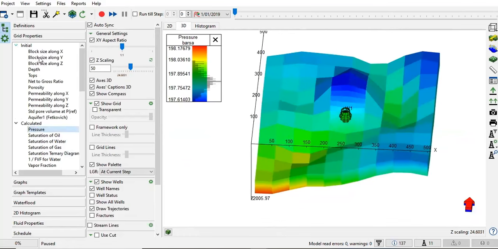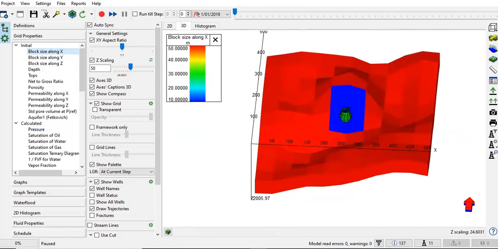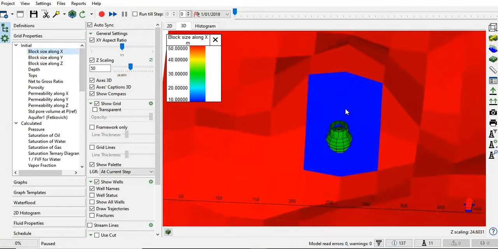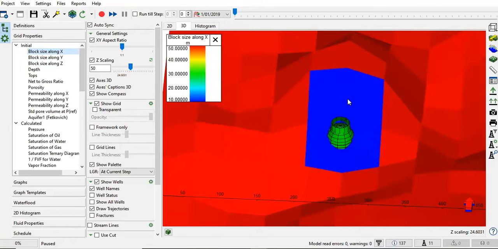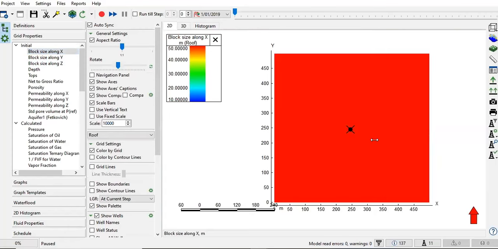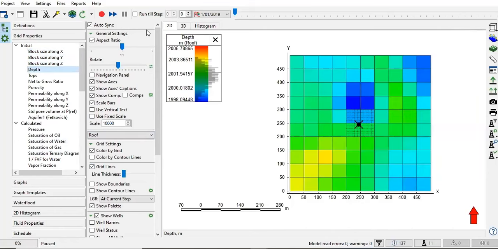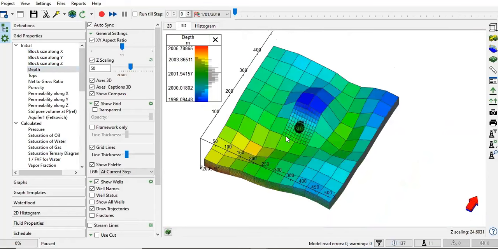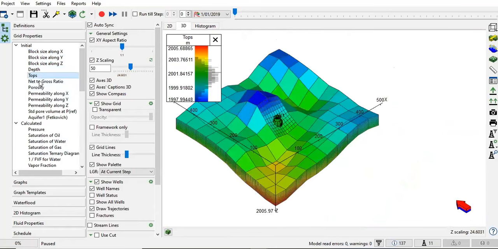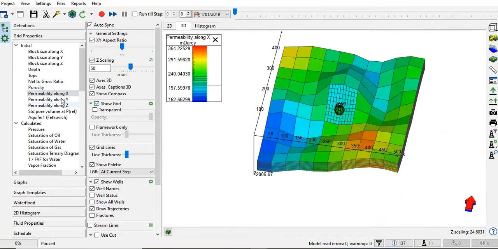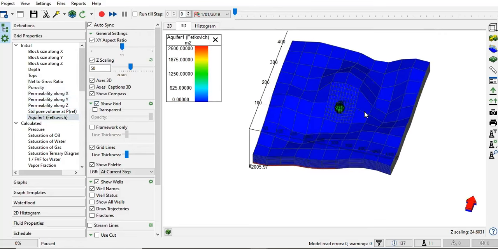And then let's check the initial properties, block X, Y, Z. And you can see the difference here. It's because we have LGR, local grid refinement, right? Like this. Block X, Y, Z, the depth. Okay. And then tops, net to gross, porosity, permeability along X, Y, Z, aquifer.